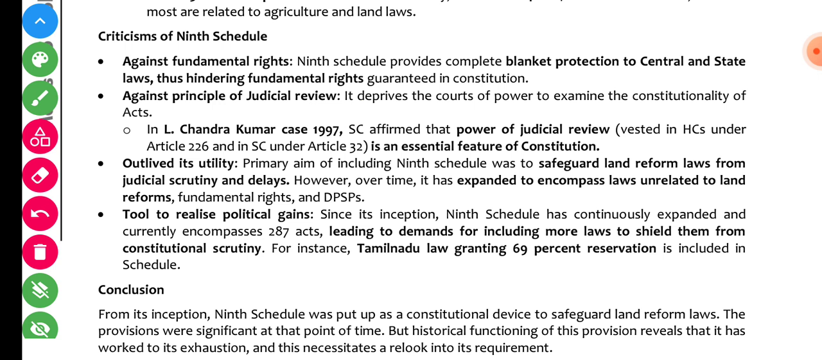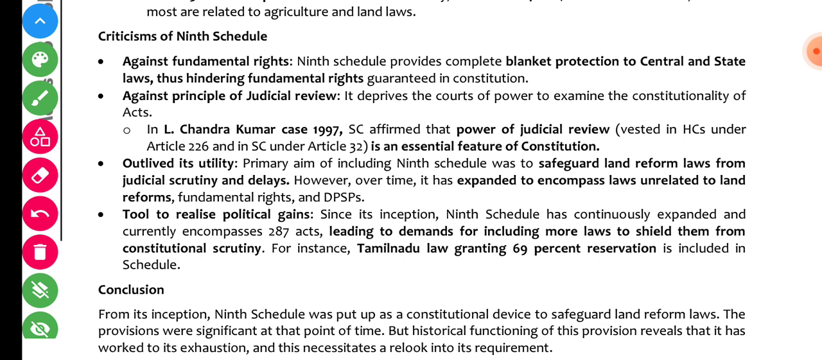In the L. Chandra Kumar case, 1997, the Supreme Court affirmed that the power of judicial review vested in the High Courts under Article 226 and the Supreme Court under Article 32 is an essential feature of the Constitution. The Ninth Schedule has outlived its utility.